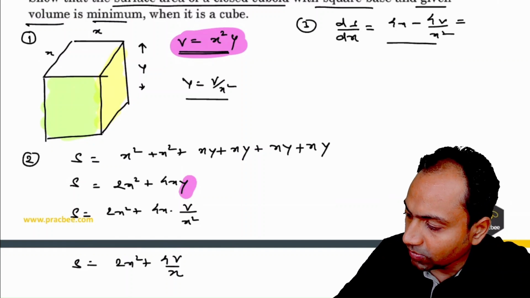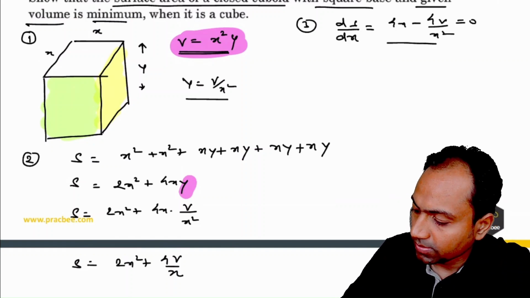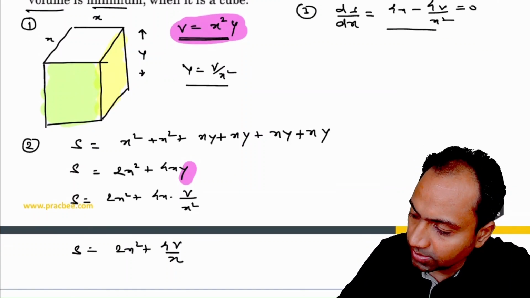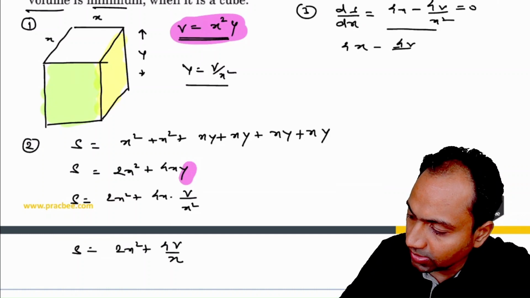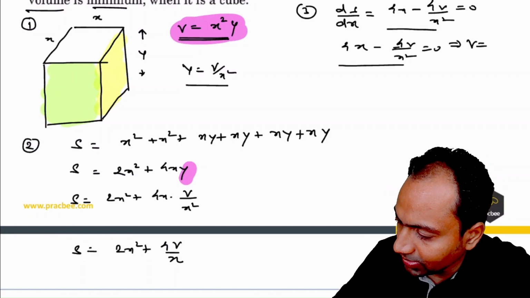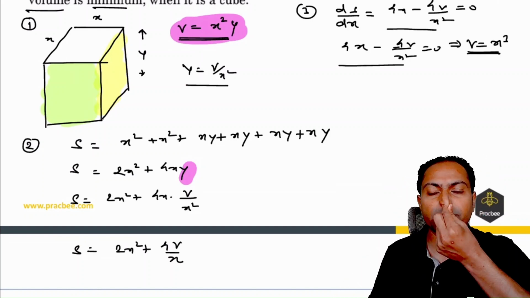So if I put this equal to 0, what I am going to get from here is 4x minus 4v by x square is equal to 0. So the value of v comes out to be nothing but x cube. This is what we are getting.